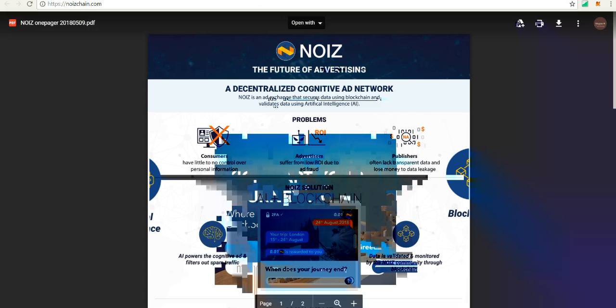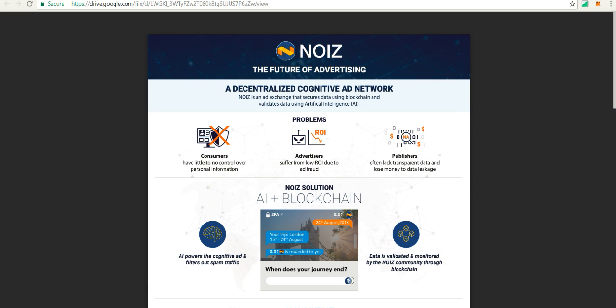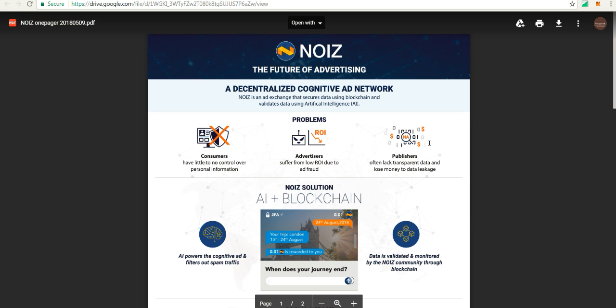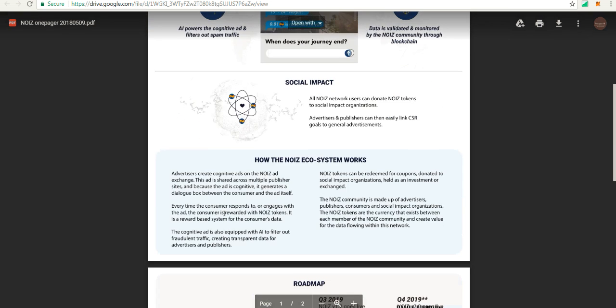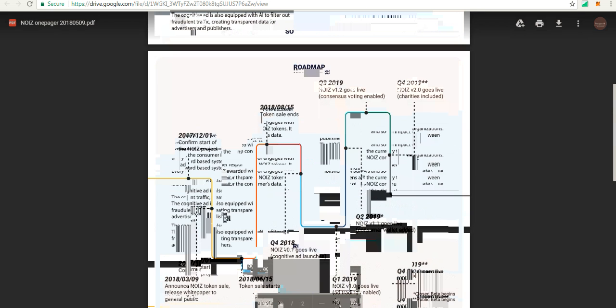It highlights pretty clearly what the problems are with the consumers, the advertisers, and the publishers, and how the NOIZ solution aims to solve those problems using AI and blockchain, and what sort of social impact it has. It also talks about the roadmap pretty clearly all in one page, and of course the token allocation and the token price information. So price per token is 25 cents, and the token sale will be done in BTC and ETH. You can click join whitelist to join their whitelist, or look into their white paper as well.